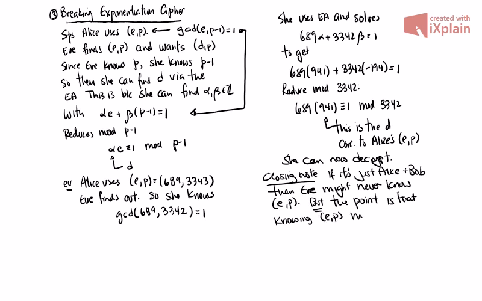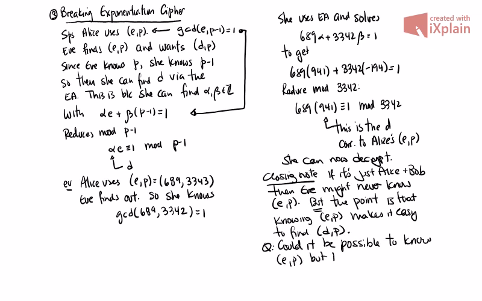So knowing E, P makes it easy, with the Euclidean algorithm, to find D, P. So the looming question is: is it possible to know E, P but have it be difficult to find D, P? So could it be possible to know E, P but have it be hard, where hard means millions of years, to find D, P?